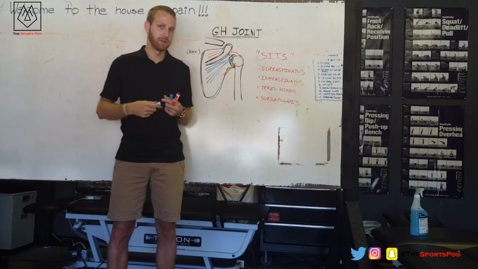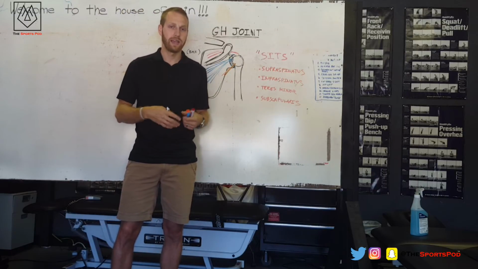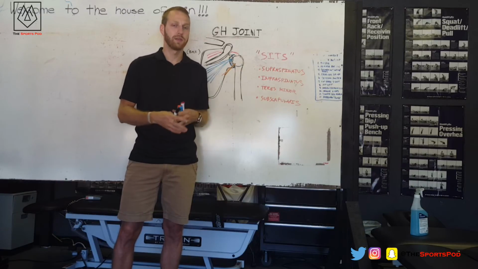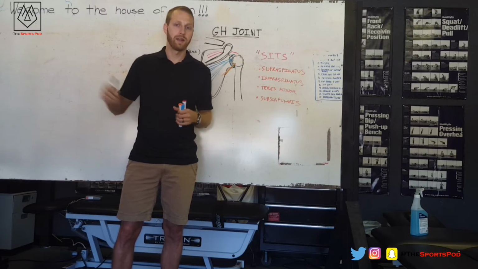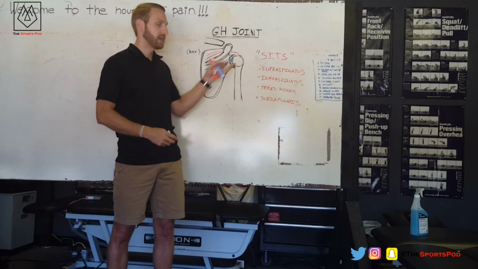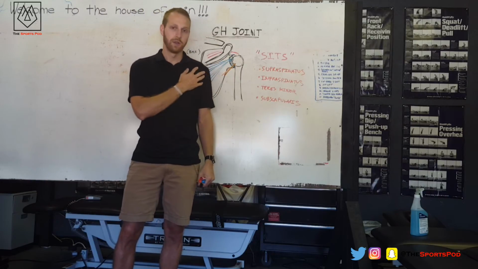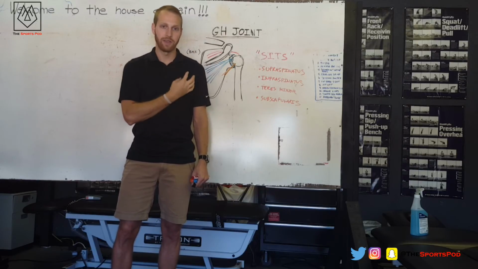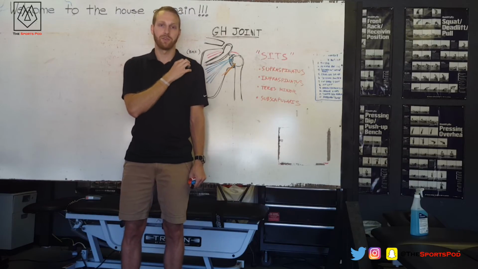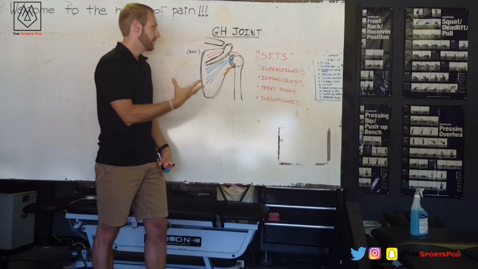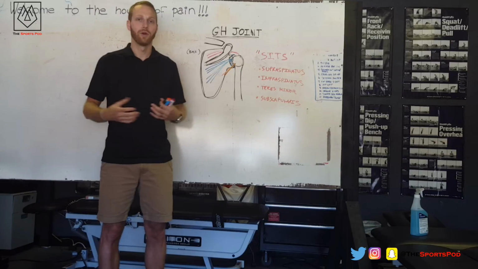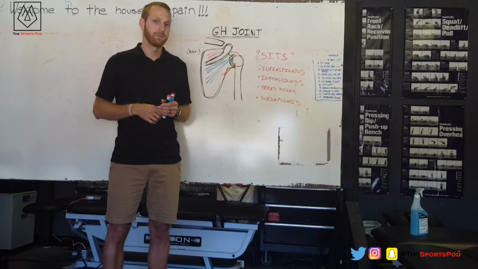Now basically what they're doing is similar to what the ACL or the PCL does in your knee. And if you're not familiar with those ligaments, don't worry about it. We'll talk about it in a later video. But essentially they check motion, so they don't allow it to go too far forward or too far back or too far up or down. They really just kind of hold it in that general position. Now, like I said, the rotator cuff muscles, the SITS muscles, they're there for dynamic support and stability.